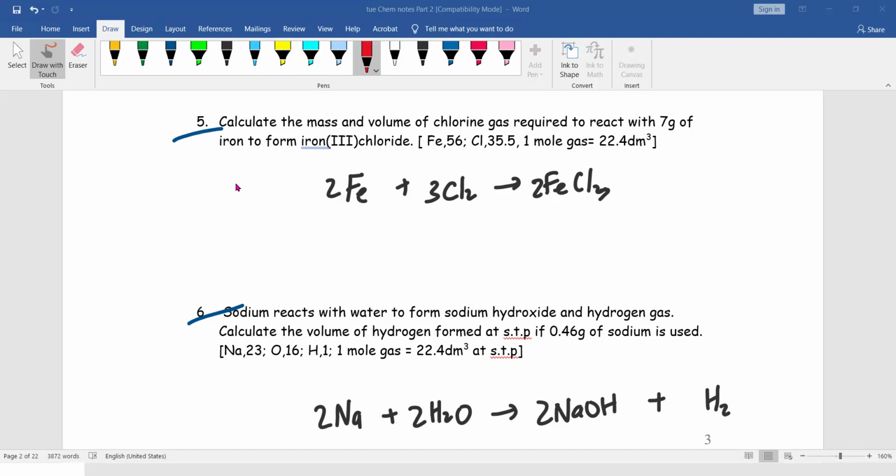Let me teach you how to do. So, step one. This equation I give you, usually you won't be given the equation. Okay. So, calculate the mass and volume of chlorine gas. So, they want mass and volume. Required to have is 7 grams of iron. So, first step is to find the amount of moles of iron.